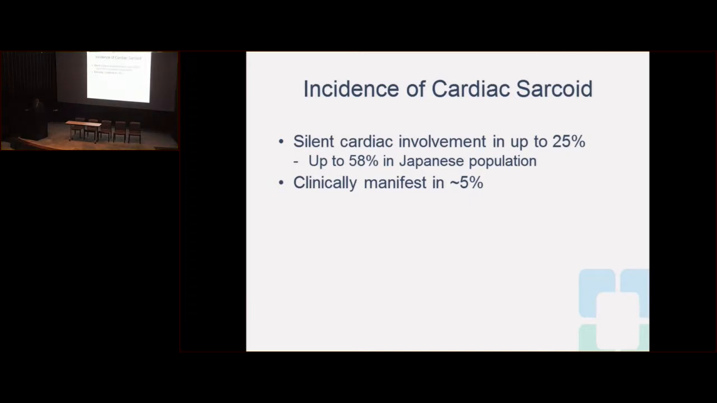Dr. Jealous went through the numbers, and some older autopsy studies have shown that sarcoid can involve the heart in as many as 25 or 30% of the population. If you look at strictly the Japanese population, that could be even higher, maybe up to about 58%. But it's not clinically manifest, meaning that we don't see electrical or heart failure symptoms in most of the patients where we can find that cardiac sarcoid. In fact, clinically manifest sarcoid is only about 5%.